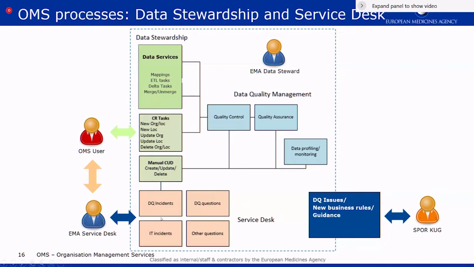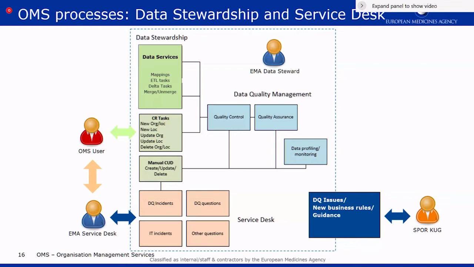When we talk data quality incidents, this is crucial to integrate with our Spork user group. I'll show you a bit more information on this group later on, and exactly the functions of this group in our OMS processes. But mainly they help us improve our processes, working with the data quality issues that we find, and if there is a need to create or review any business rule. They have been a major help in constructing, updating and improving some of our guidances.